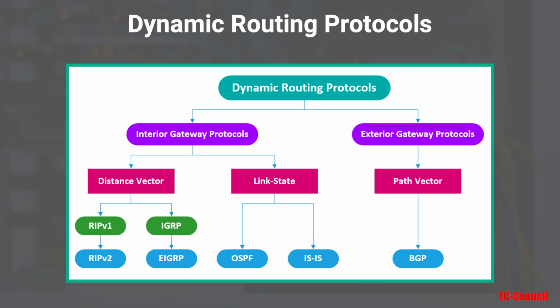Now, previously we sort of mentioned administrative distance and trustworthiness. Well, the default administrative distance for RIP is actually 120. EIGRP uses 90.